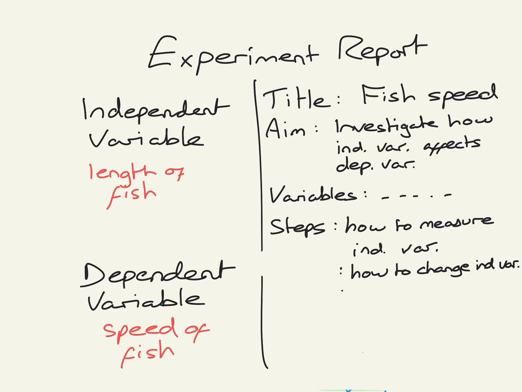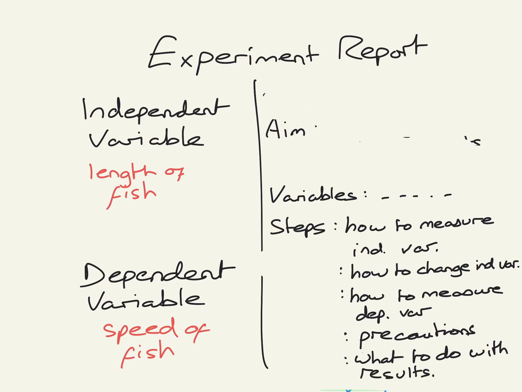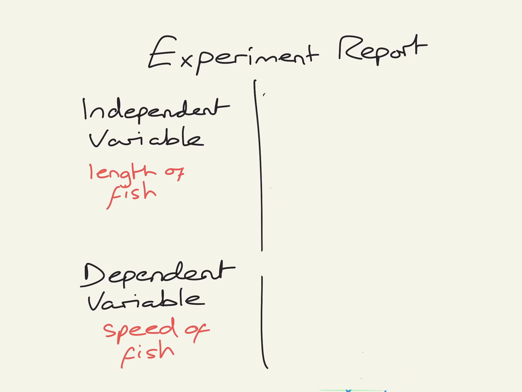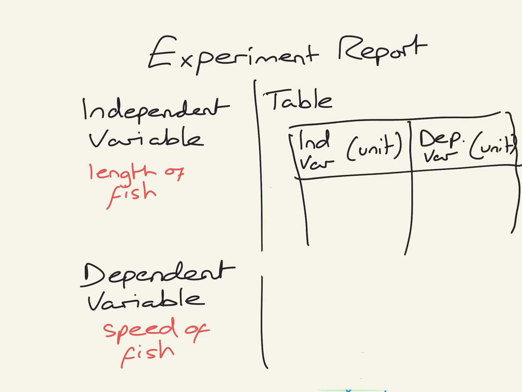How to measure the dependent variable, including the apparatus. Any precautions such as parallax error, number of repeats to do, things like that. And what to do with the results. So any formulas needed, and do a table and a graph. For the table, we're going to put the independent variable on the left with unit, and the dependent variable on the right with unit. The graph, independent variable on the x-axis with unit, dependent variable on the y-axis with unit.